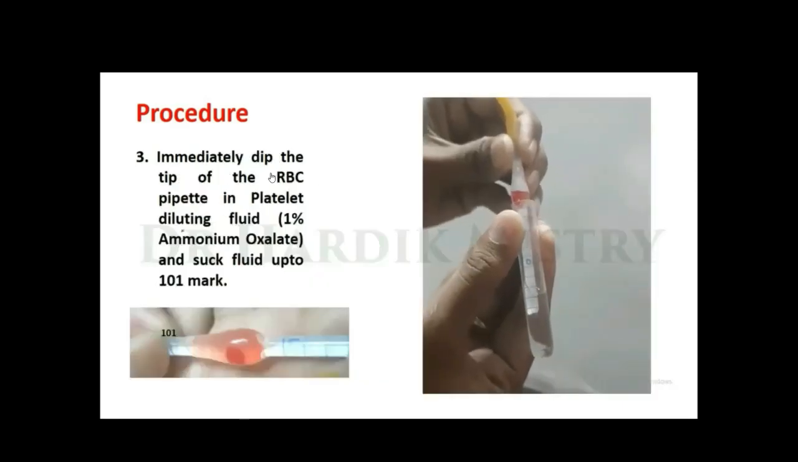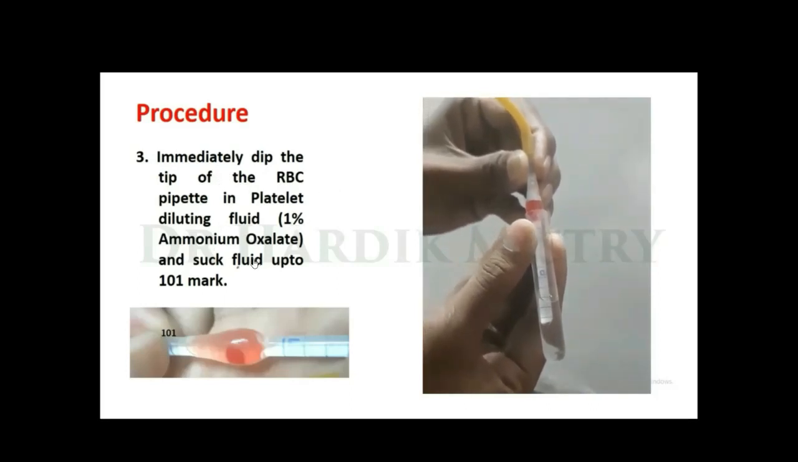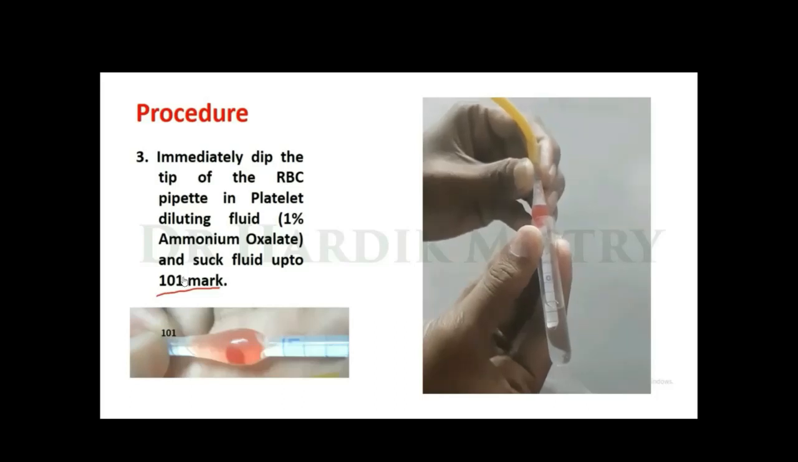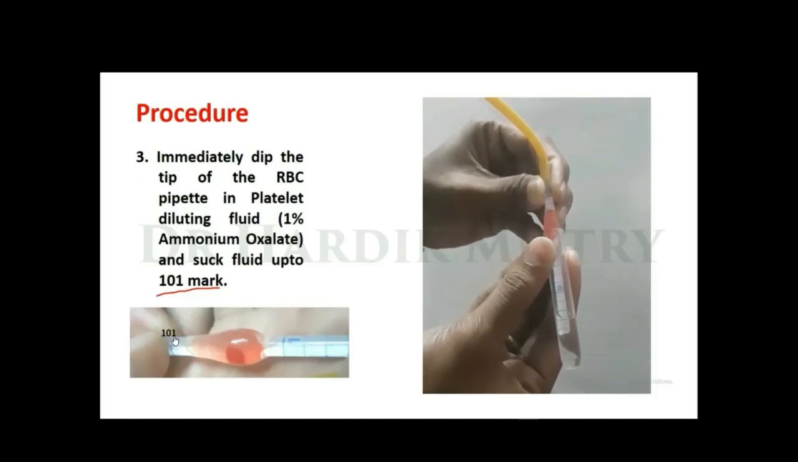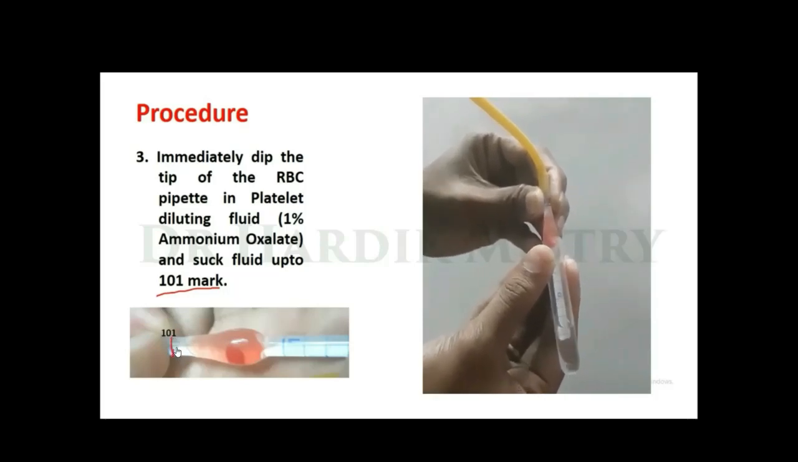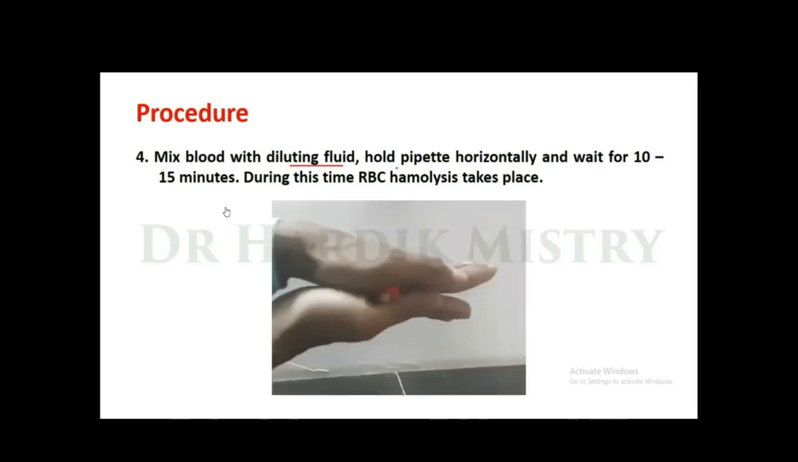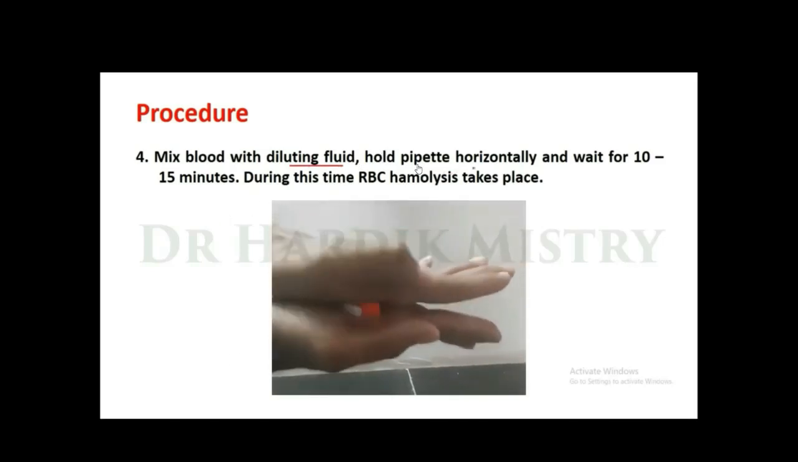Now dip the tip of the RBC pipette in the platelet diluting fluid and suck the diluting fluid up to the 101 mark. This is the procedure he is doing. Here in the pipette you can see 101, so up to this mark you have to suck the diluting fluid. Then you mix the blood and diluting fluid by holding the pipette horizontally between two palms.